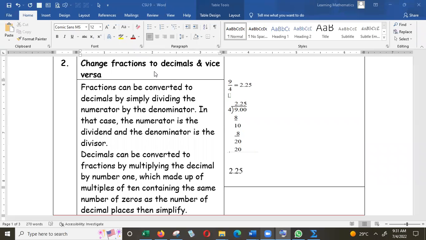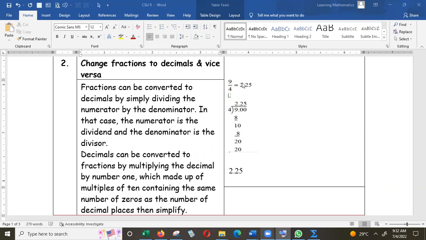Change fractions to decimals and vice versa. Fractions can be converted to decimals by simply dividing the numerator by the denominator. In that case, the numerator is the dividend and the denominator is the divisor. And this was done here. 9 divided by 4 will give you 2.25. Okay, 4 is the divisor and 9 is the dividend, because 4 is in the denominator and 9 is the numerator.